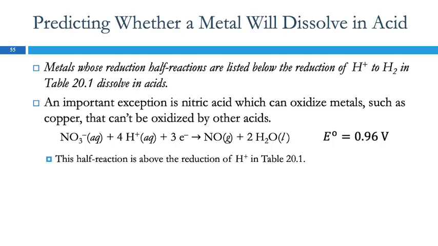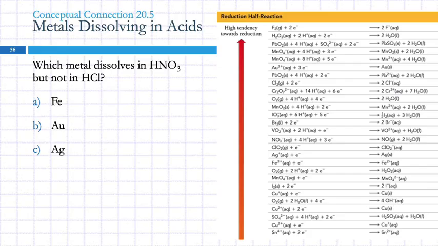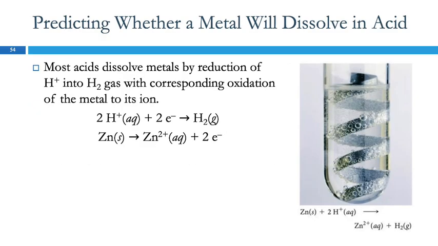So metals whose half reactions are listed below the reduction of hydrogen ion will dissolve in acid. So if we look on our table here, we don't see the hydrogen ion reduction because it's on the next part of the table. The hydrogen ion reduction is the standard hydrogen electrode. So this guy right here has a standard potential of 0 because it was defined that way. That's what we use as the reference point.